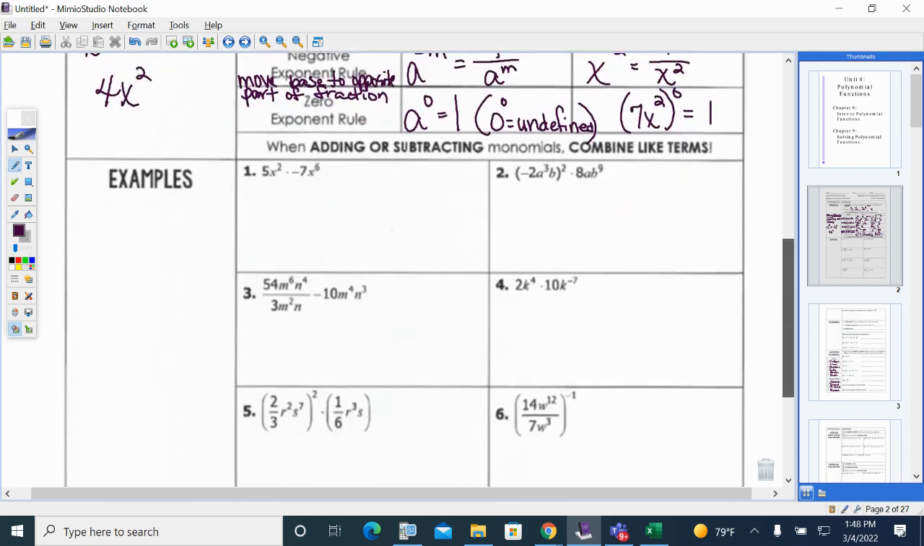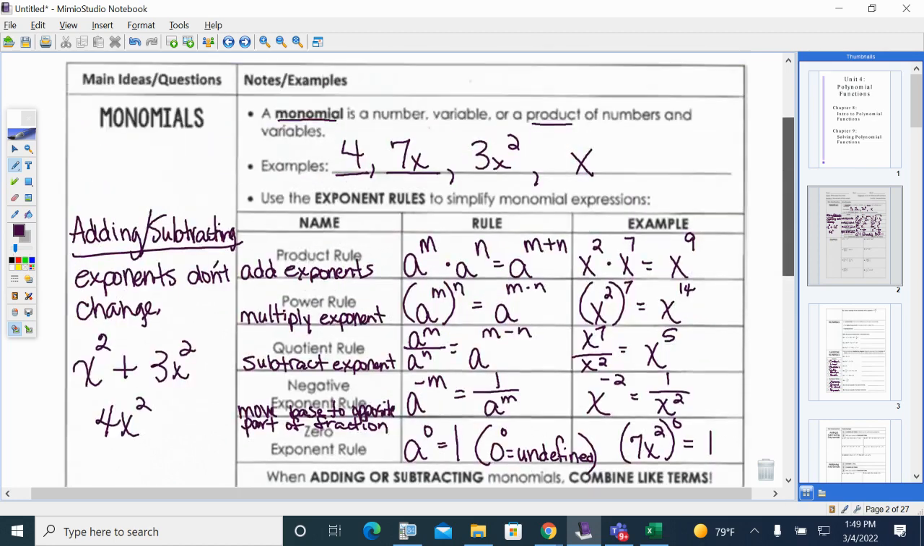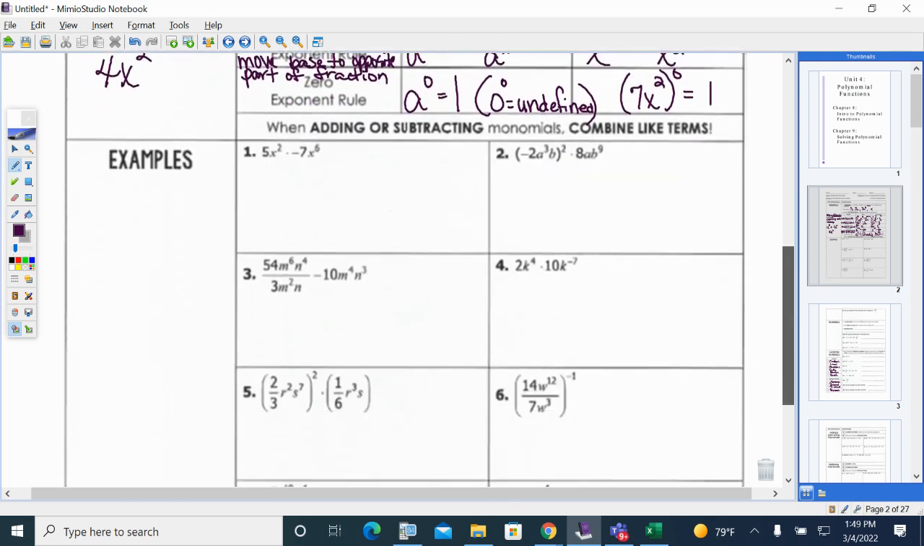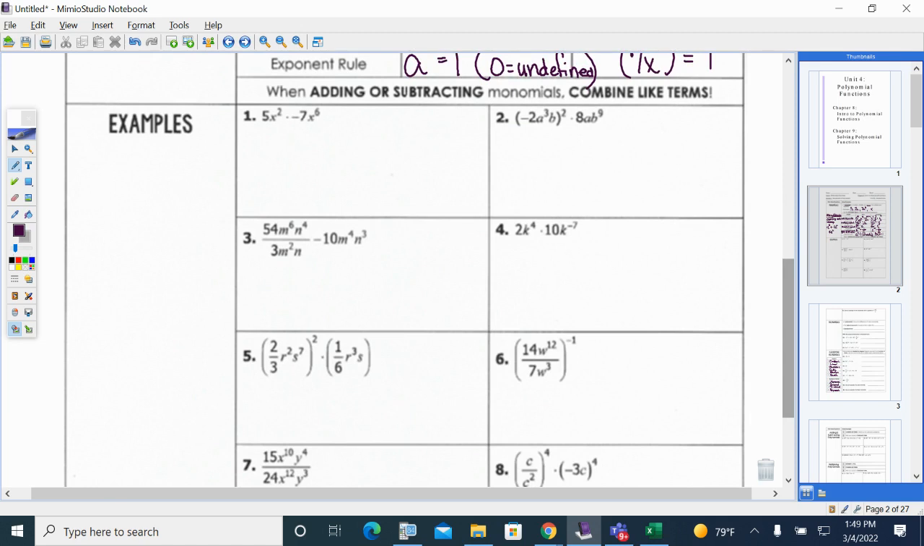So let's look at some of these examples. In example number 1, I've got 5x squared times negative 7x to the 6th. So let me back up for just 2 seconds. These rules apply to exponents and exponents only. So on example number 1, the 5 and the negative 7 are coefficients, so they follow the rule. It says to multiply, I'm going to multiply and get negative 35x to the add 2 plus 6 is 8. And your answer there is negative 35x to the 8th power.